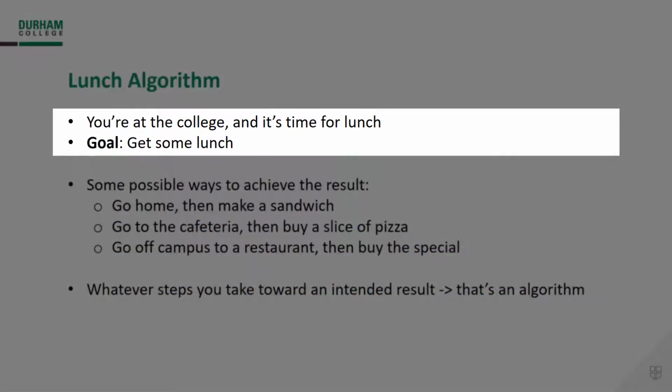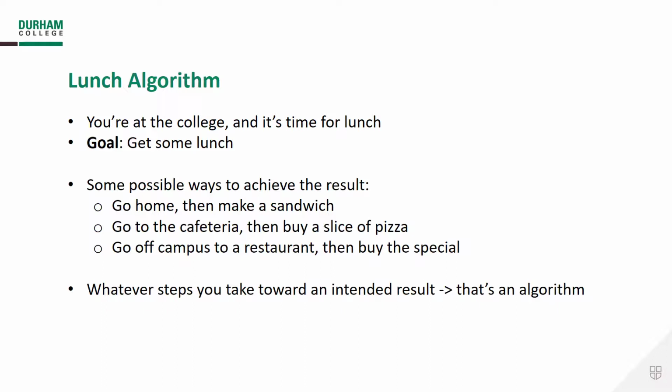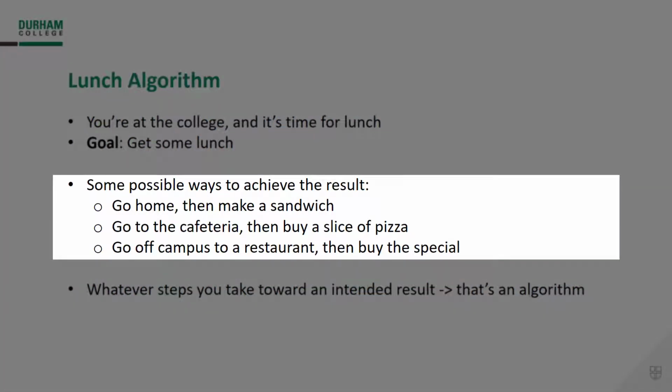Let's suppose you're on site at Durham College, which I know could be pretty unusual right now, but let's suppose you're on campus and it's time for lunch. So you have a goal or a result that you want to achieve, which is to get some lunch. There's a whole lot of different ways that you can actually satisfy that result. You could go home and make a sandwich. Now, that's actually a very high level instruction. That would break down into a lot of different steps.